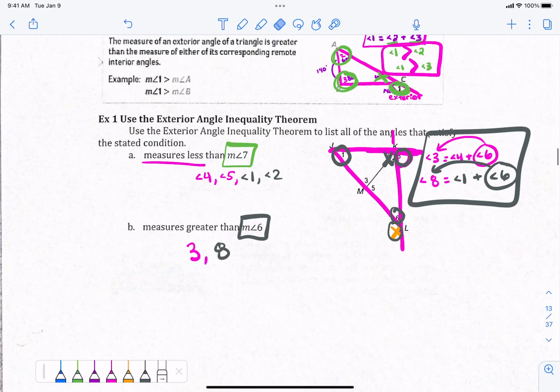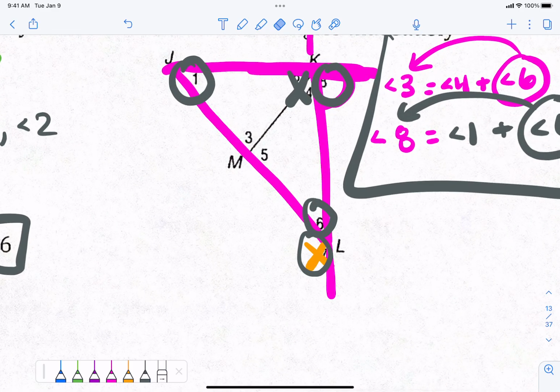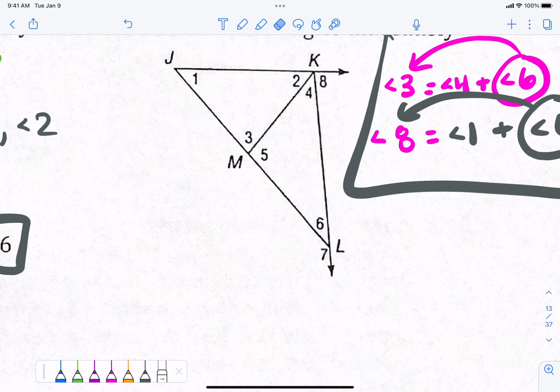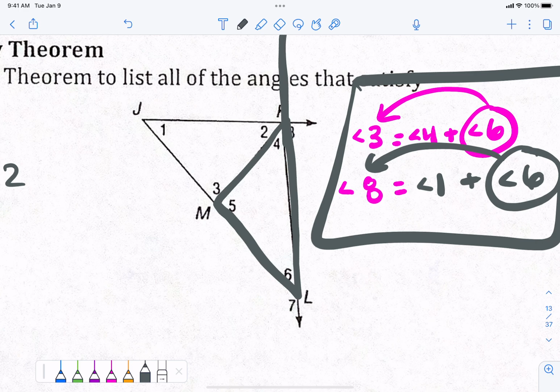Wouldn't 2 also be bigger? What? Wouldn't 2 also be bigger? 2? Yeah. No, because 2 touches 8. Oh, wait. For 6, you mean? Yeah. Oh, okay, so you're saying if we look at this triangle right here? Yeah. But the problem is, in order for 2 to be an exterior angle, we would have to extend this side out. 2 would have to be this whole thing.